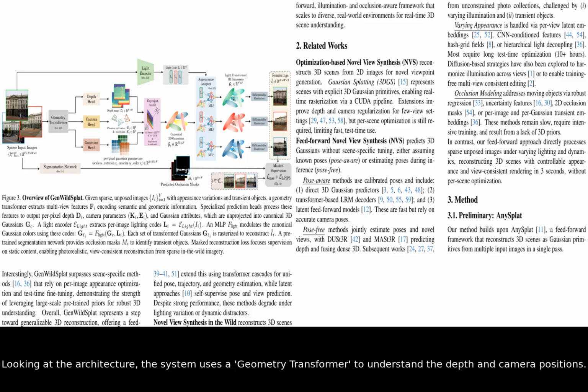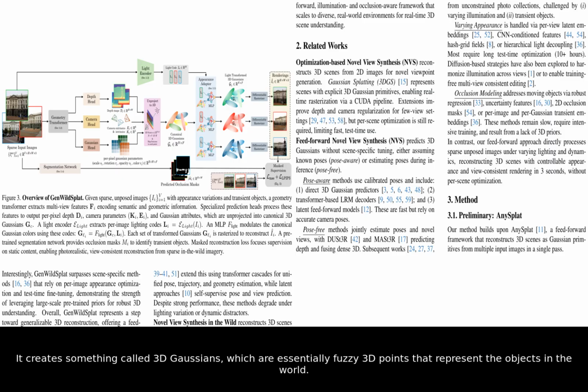Looking at the architecture, the system uses a geometry transformer to understand the depth and camera positions. It creates something called 3D Gaussians, which are essentially fuzzy 3D points that represent the objects in the world.